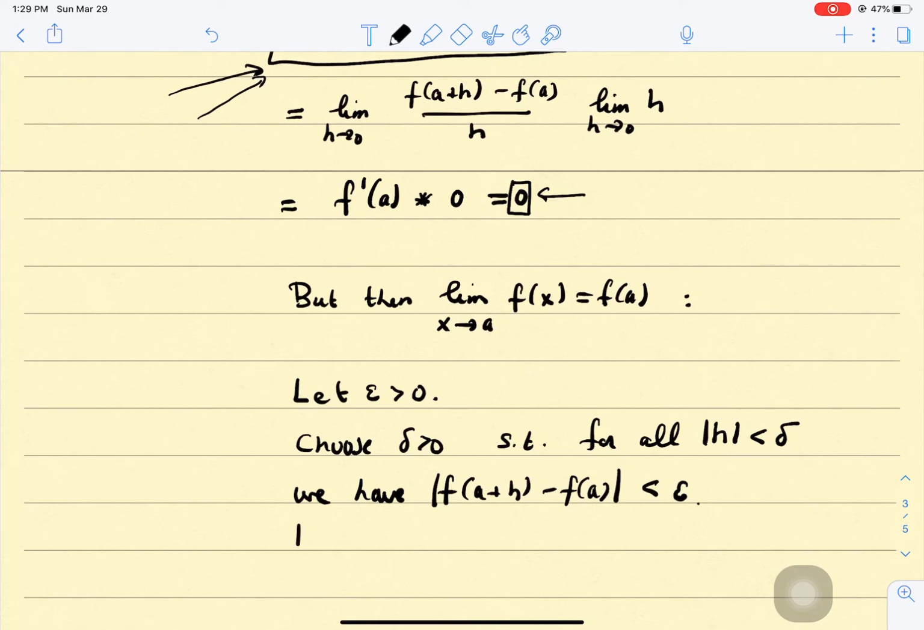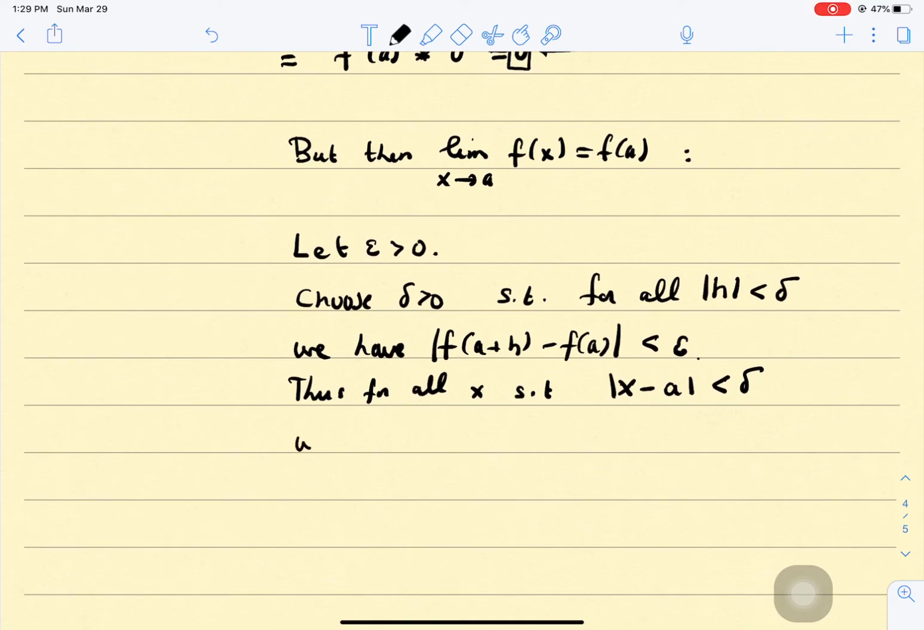Okay, thus, for all x such that x minus a is less than delta, we have, let me write the reason for that. You're going to say, why are you writing that down? You'll see in a moment. We have, since a minus delta is less than x less than a plus delta, because that's what it means for x minus a in absolute value to be less than delta, that also means that minus delta is less than x minus a, which is less than positive delta.